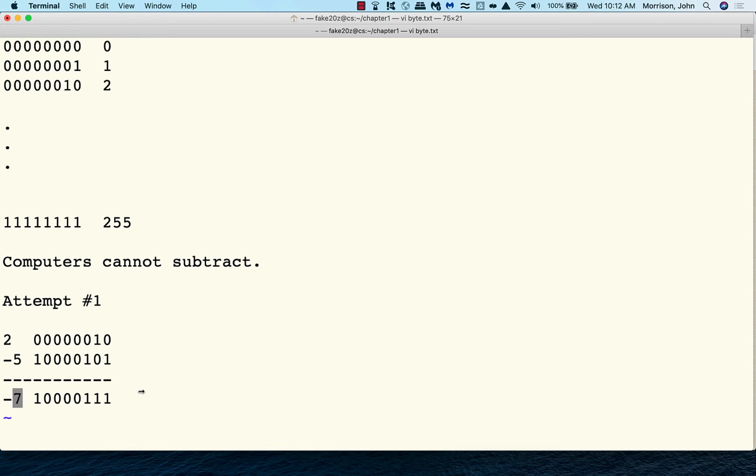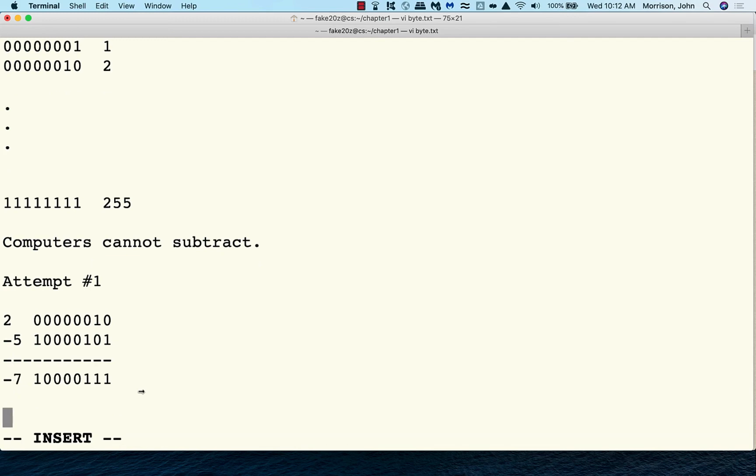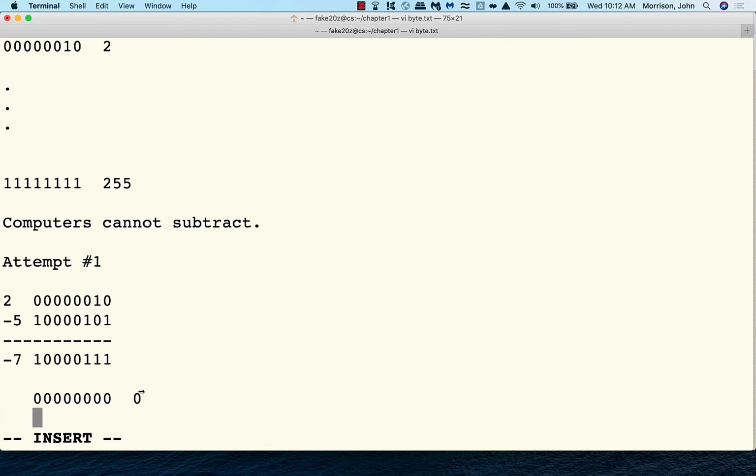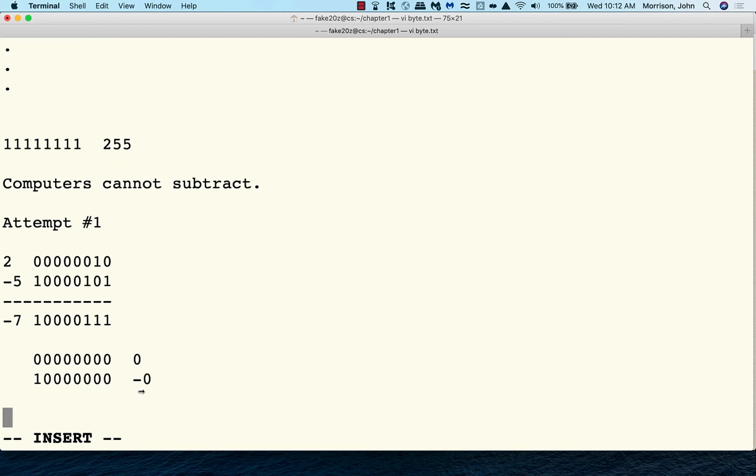Now, maybe we could play some games with flipping bits, and you get a sort of satisfactory solution, but you still end up with this awkwardness. This is 0, right? This is negative 0. So 0 and negative 0 are stored as distinct values. That's a second problem. This is not working.